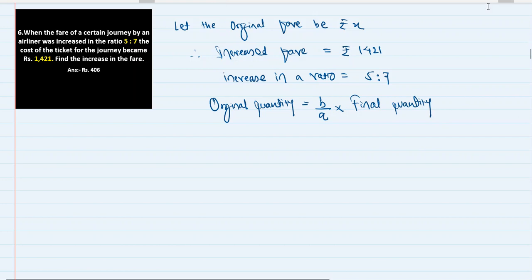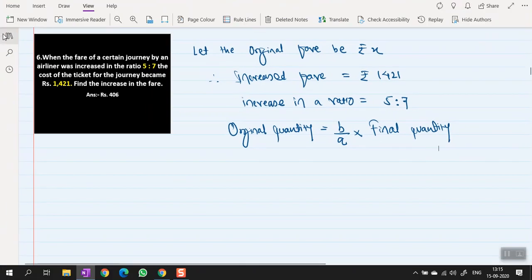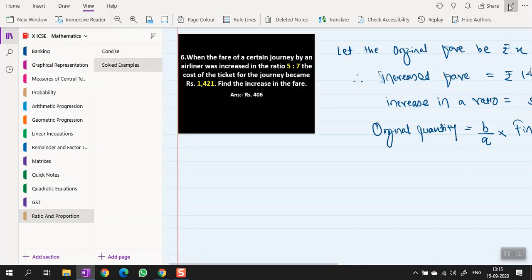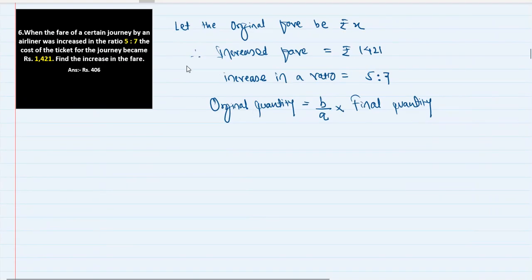Okay, so if you remember, I told you very clearly, the formula was mentioned. I'm sorry, I wrote the formula the wrong way around. New quantity is B by A times the original quantity. Okay. So what is the new quantity?